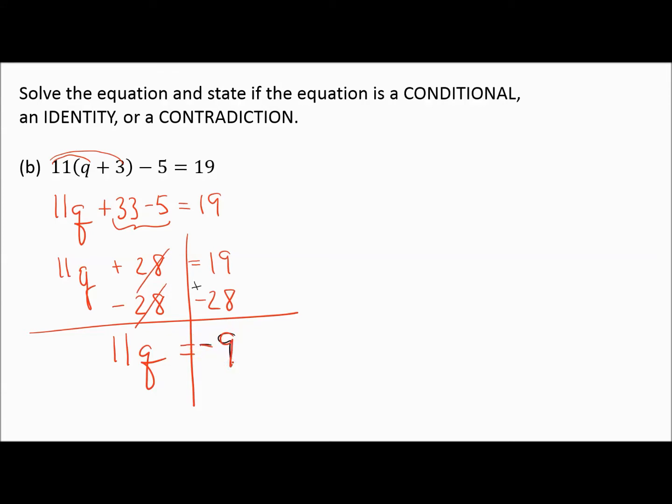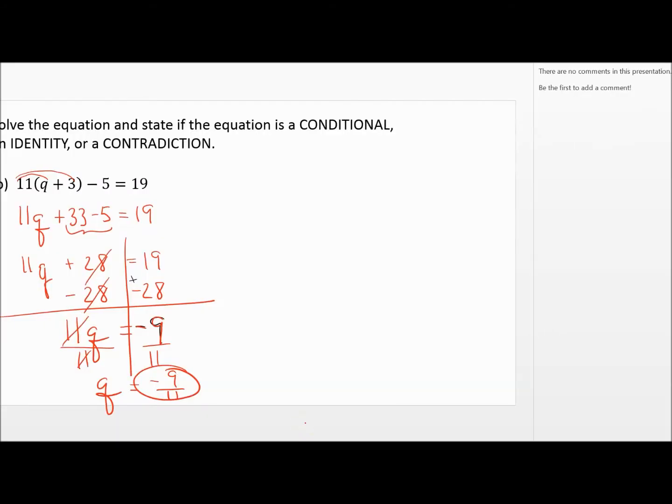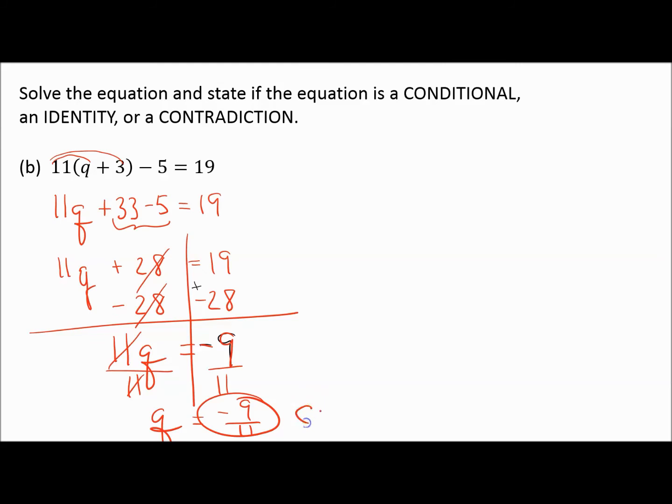Okay, and how did I get that? Again, when you add a positive and a negative, you subtract. So 28 minus 19 is 9, but the bigger of the two numbers is negative, so that's why it's negative 9. The last step of solving is to divide by the coefficient. So I'm going to make that coefficient of q 1 by dividing by 11 on both sides. So the 11's cancel, and I have my solution of q is equal to negative 9 over 11. Now that's an answer, which means this is a conditional equation.